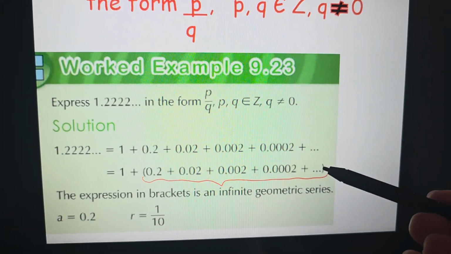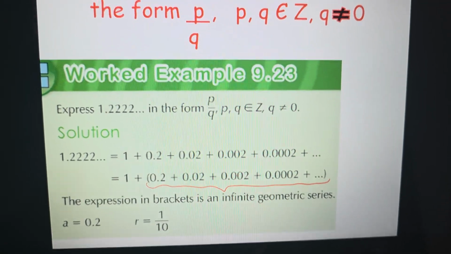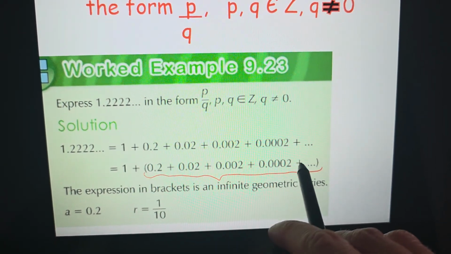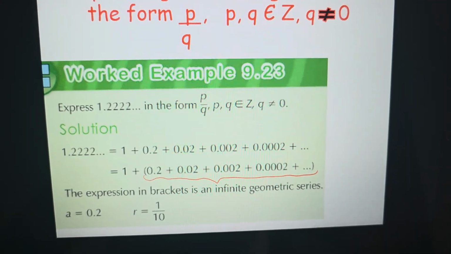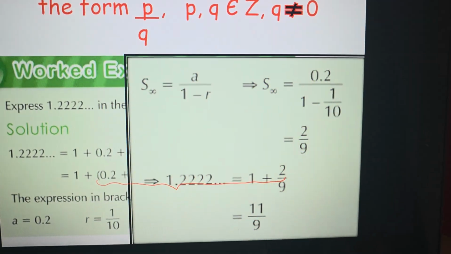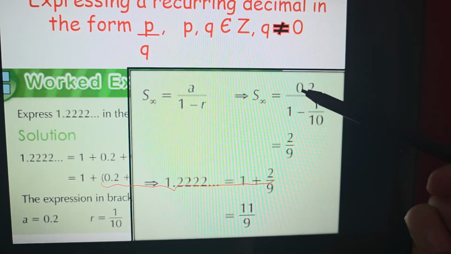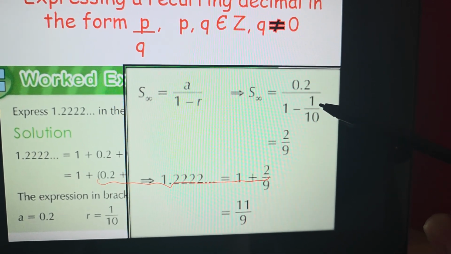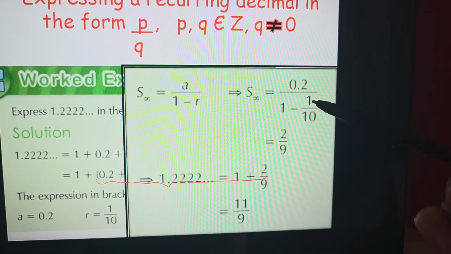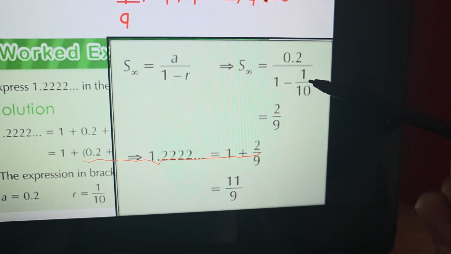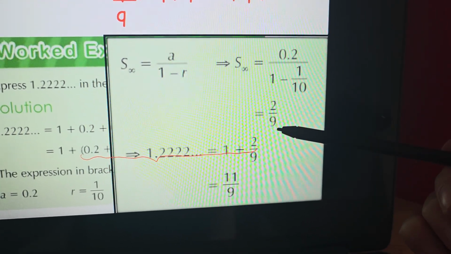Given that it goes on to infinity, I'm now going to use my S of infinity formula. So it'll be 1 plus the S of infinity formula for this series. Okay? So a was the first term in the series, which was 0.2, all over 1 minus the common ratio, so 1 minus 1/10 would give me 9/10. So that's 0.2 divided by 9/10, which gives me 2/9.